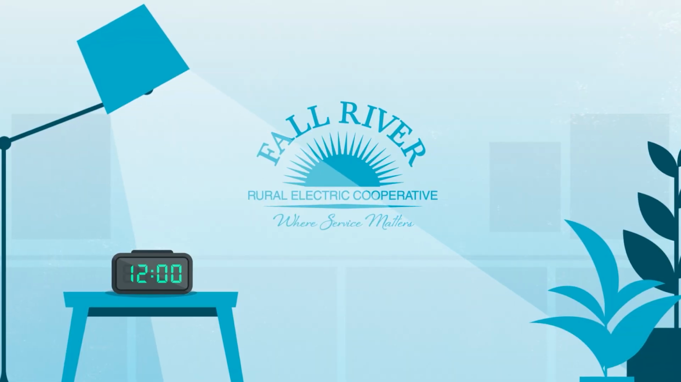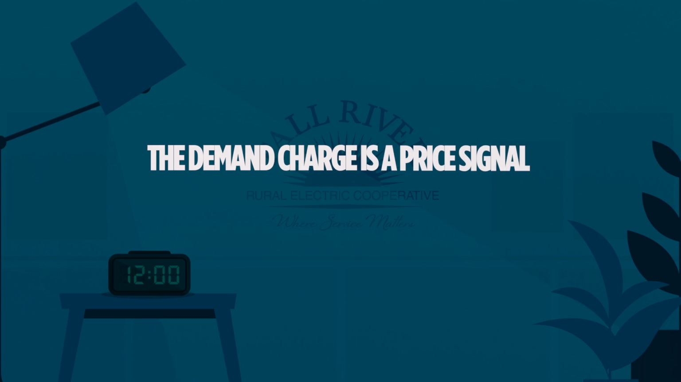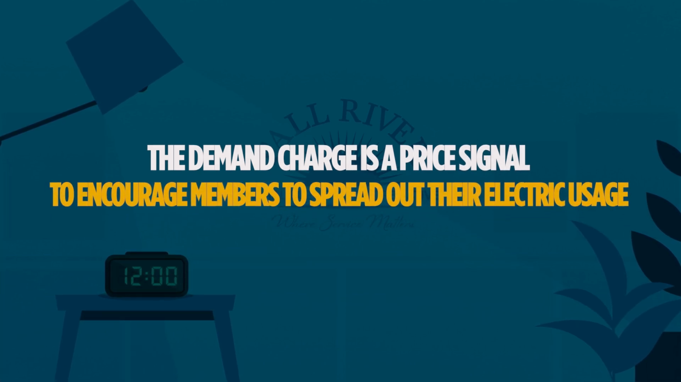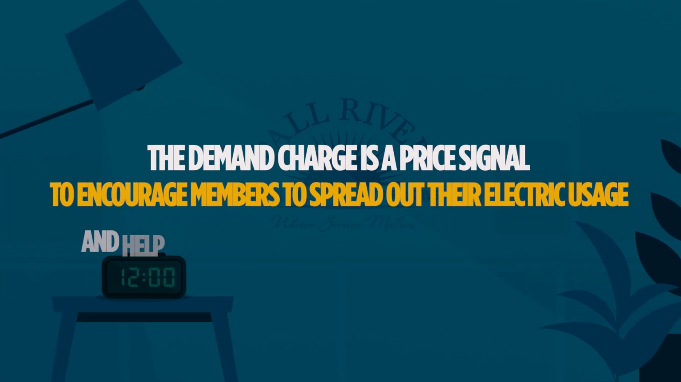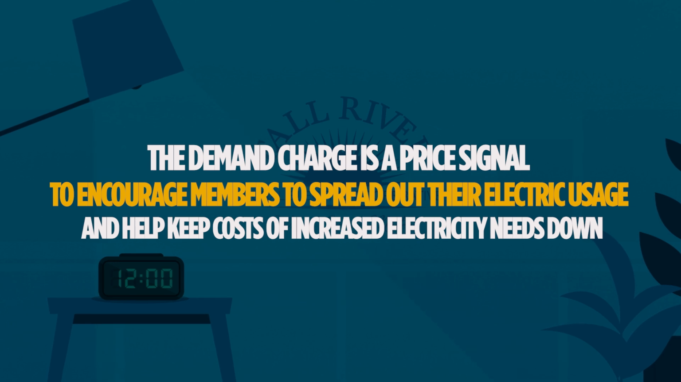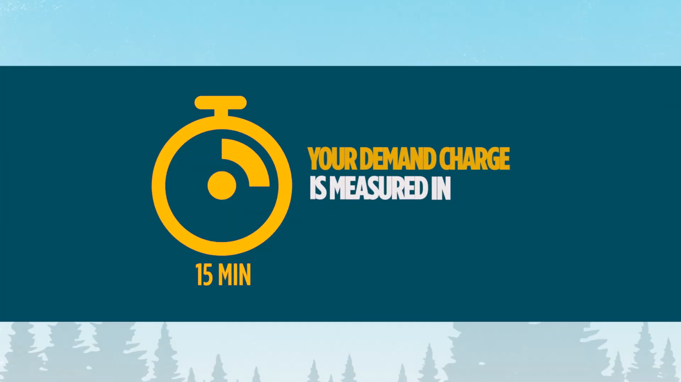At Fall River Electric Cooperative, we have a demand charge as a price signal to encourage members to spread out their electricity use and help keep the cost of increased electricity needs down. Your demand charge is measured in 15-minute increments and resets at the start of each new billing period.